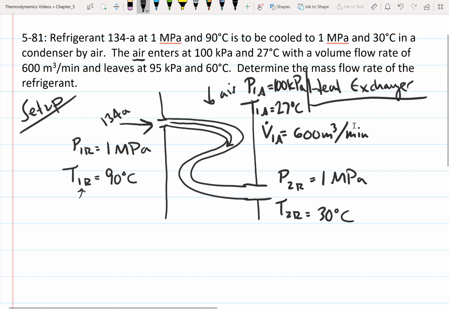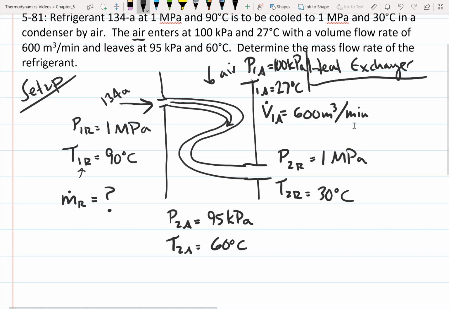Okay, and then it says that the air leaves at 95 kilopascals, so P2A is equal to 95 kilopascals and 60 degrees C, so T2A is equal to 60 degrees C. And then it says determine the mass flow rate of the refrigerant. So we're looking for the mass flow rate of the refrigerant.